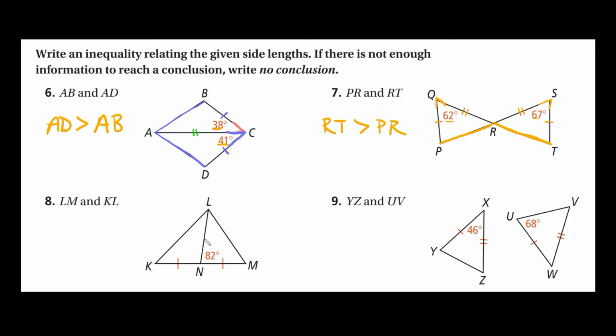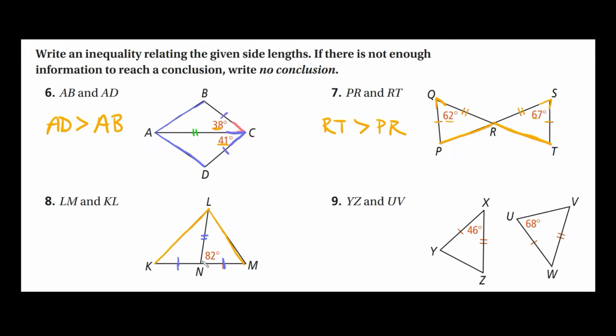All right. So LM is this side over here, and KL is this side over here. Now again, we have two congruent sides, right? So this side is congruent to this side, and we also have this side in common for both of them. So again, we can say that this side is congruent to itself, right? Now we have this angle right here, 82 degrees, but we don't have this angle over here.